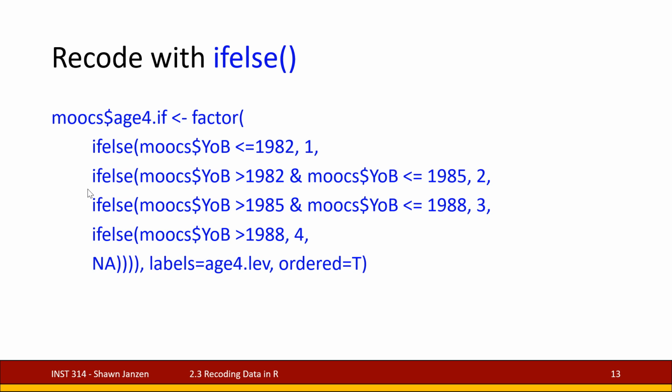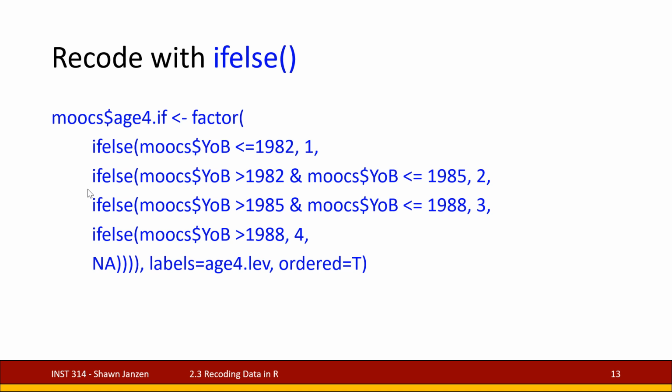And if not, then I nest it inside of another if-else. I say, okay, if it's not less than or equal to 1982, then move on. So if you're greater than 1982 and less than or equal to 1985, then make it a 2. If not, go on to the next one. If you're greater than 1985 and less than or equal to 1988, then make it a 3. If not, go to everything else. If you're older than 1988's year of birth, then you're a 4. If you're none of those, then I put at the very end an NA.